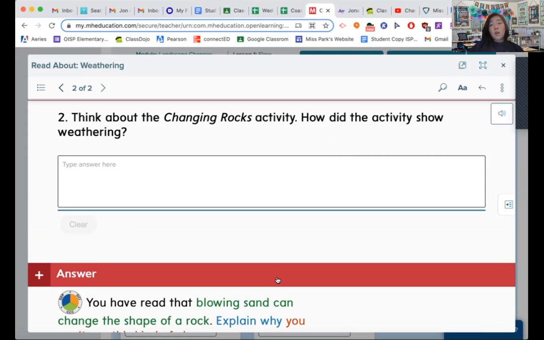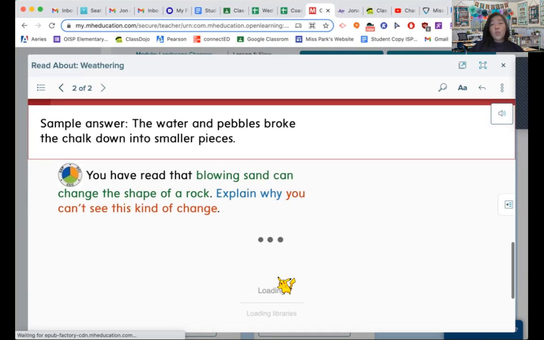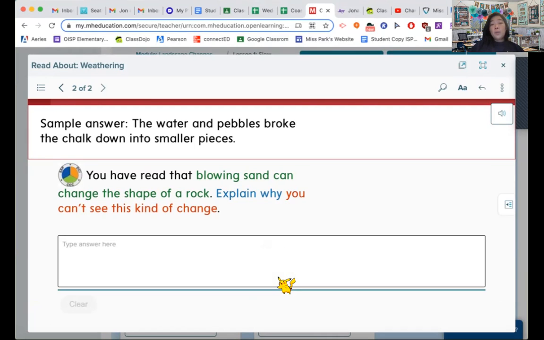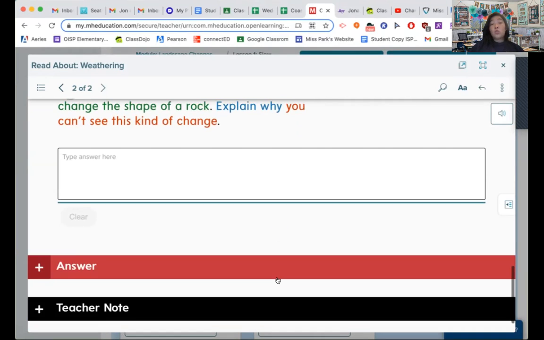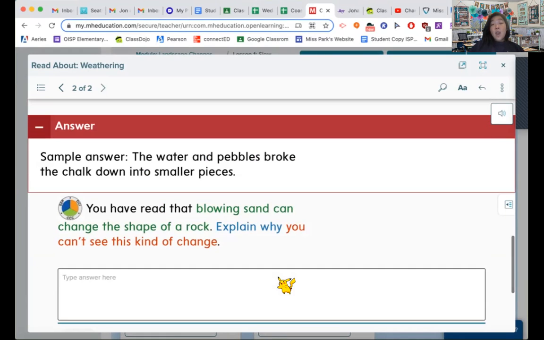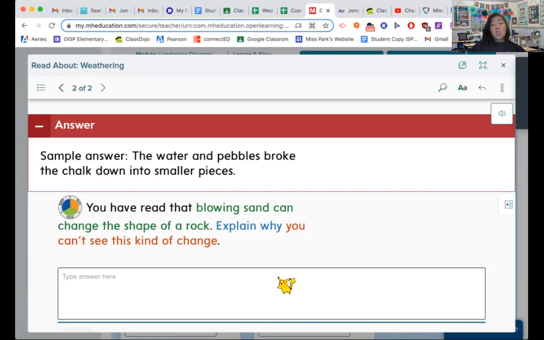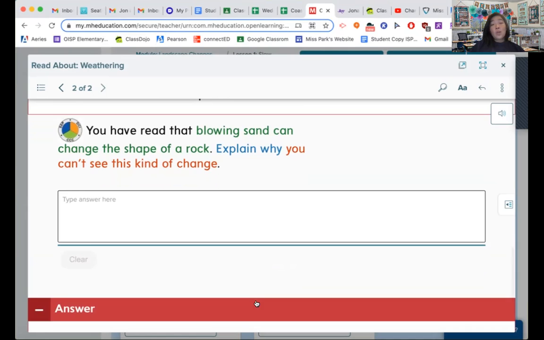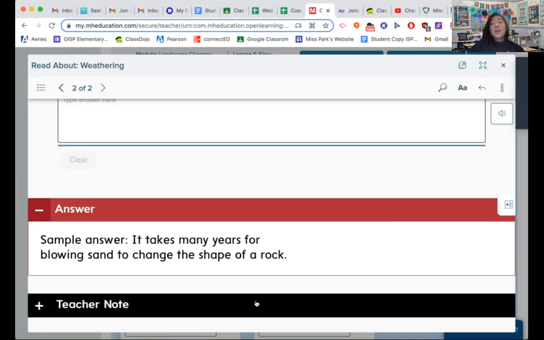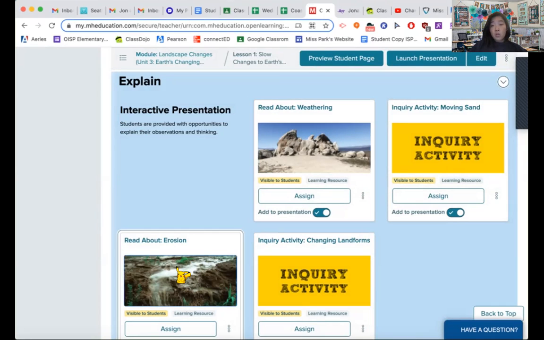Think about the changing rocks activity. How did the activity show weathering? The water and pebbles broke the chalk down into smaller pieces. And you have read that blowing sand can change the shape of a rock. Explain why you can't see this kind of change. Because it's a slow change over time. It takes many years for the blowing sand to change the shape of a rock.